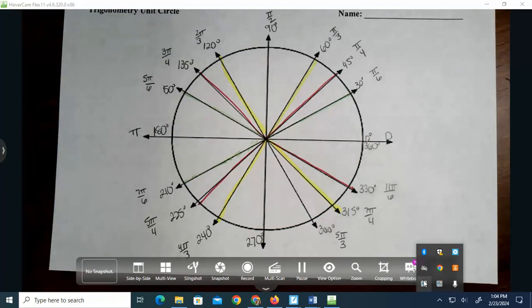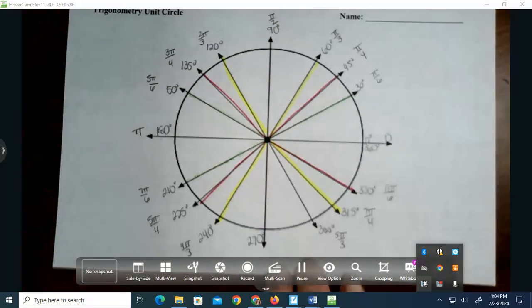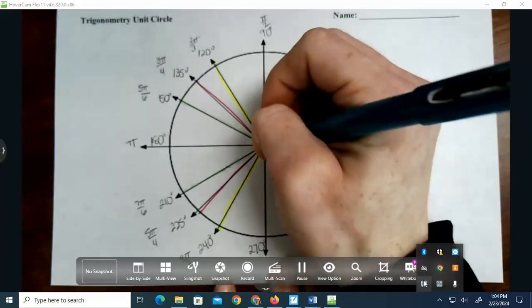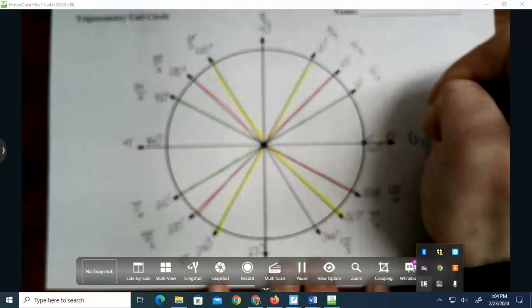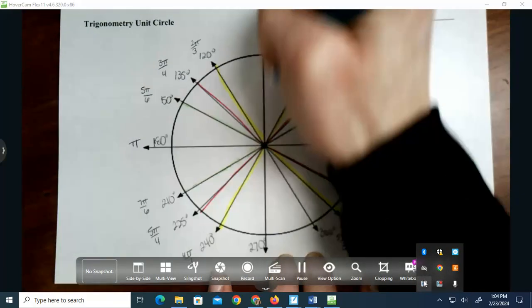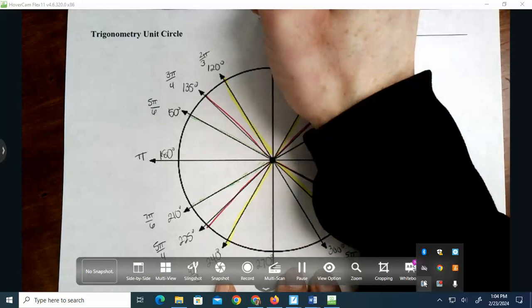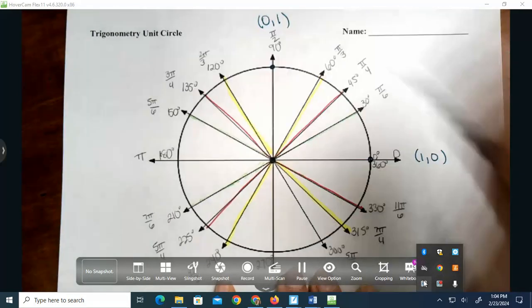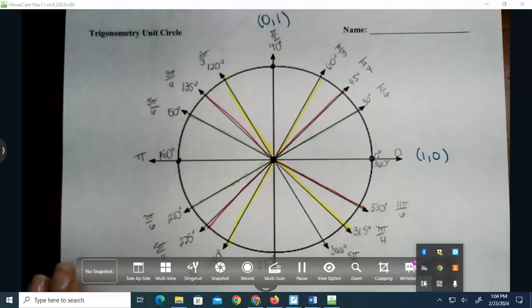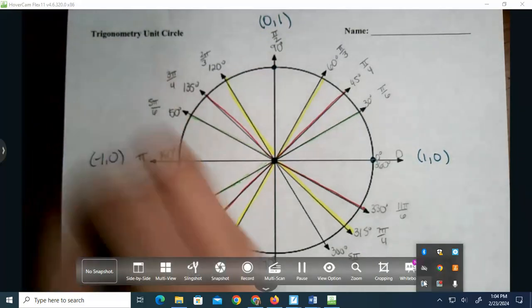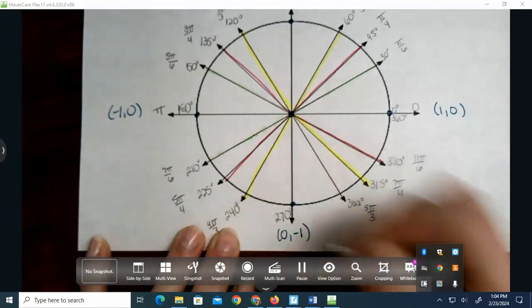Now, this is a unit circle, so this is like 0, 0 right here. And my radius is 1. So what is this ordered pair? 1, 0. What is this ordered pair? 0, 1. What would be this ordered pair? Negative 1, 0. And this one.